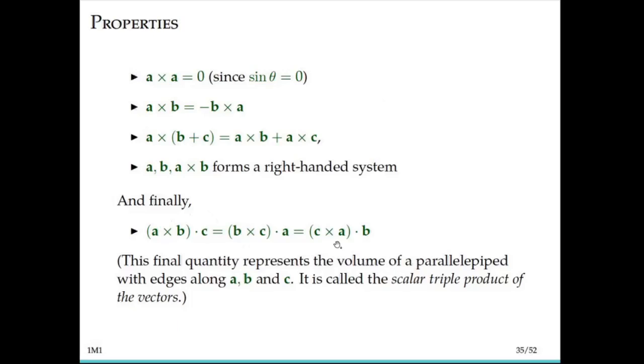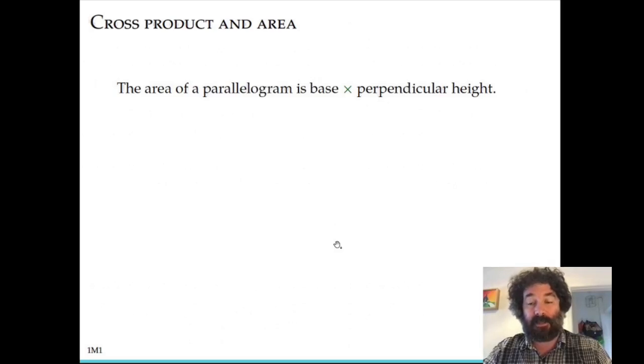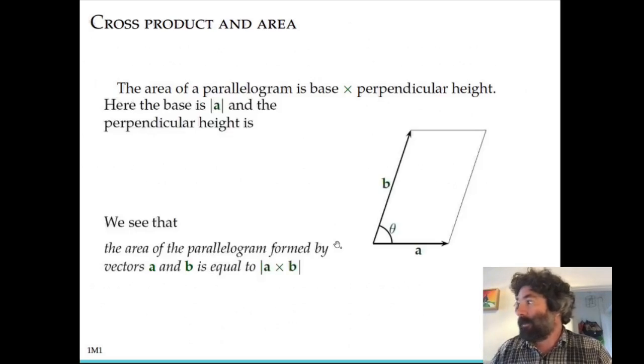So let's continue and discuss a bit more about the cross product. One application of the cross product is finding the area of a parallelogram that is spanned by two vectors a and b. So the area of a parallelogram is equal to its base times the perpendicular height, so the height that's perpendicular to the base. Let's put a picture here so we can describe what this means. So here we have this parallelogram with sides parallel to a and b.